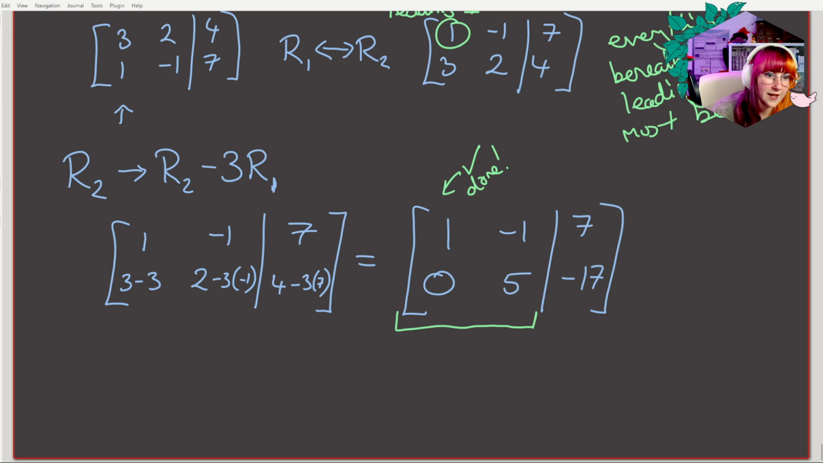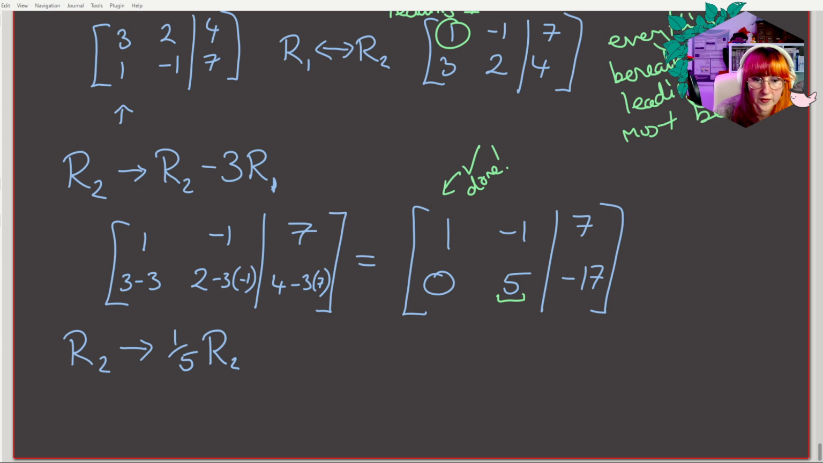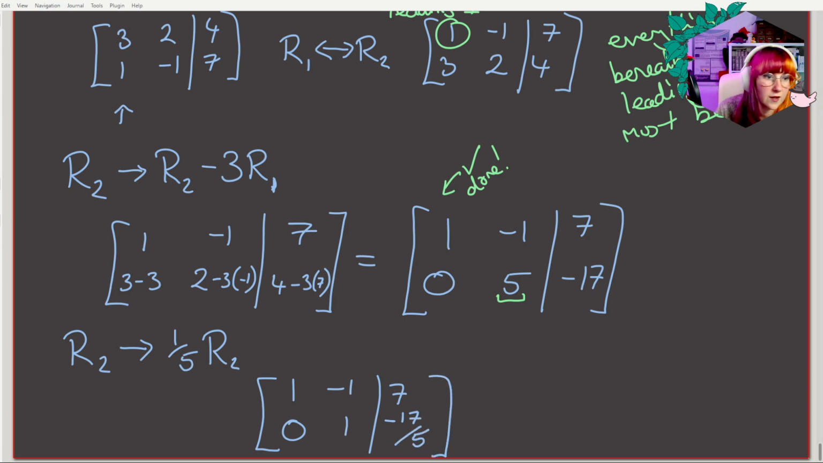So I now look for my next leftmost entry, which is this one. And I want that to be 1. I want it to be a leading 1. So what I need to do to this row is divide by 5. So I do R2 goes to 1/5 R2. And that gets me the matrix 1, -1, 7, 0, 5 divided by 5 is 1, and -17/5. Okay.